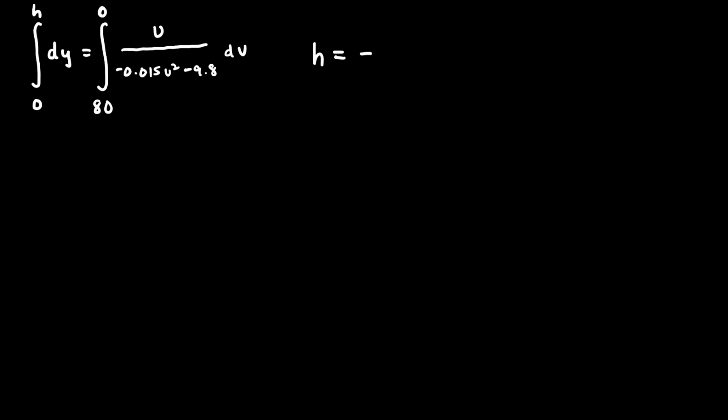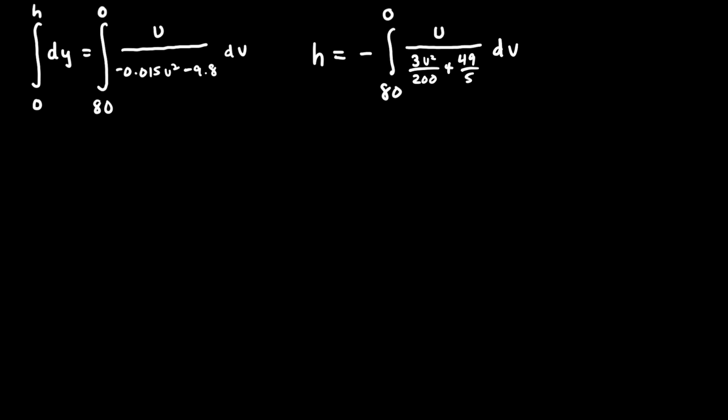So I'll write the right side as minus the integral from 80 to 0 of v divided by, and 0.015 as a fraction is 3 over 200, so 3v squared over 200, plus 9.8 as a fraction is 49 over 5. So 3v squared over 200 plus 49 fifths dv.